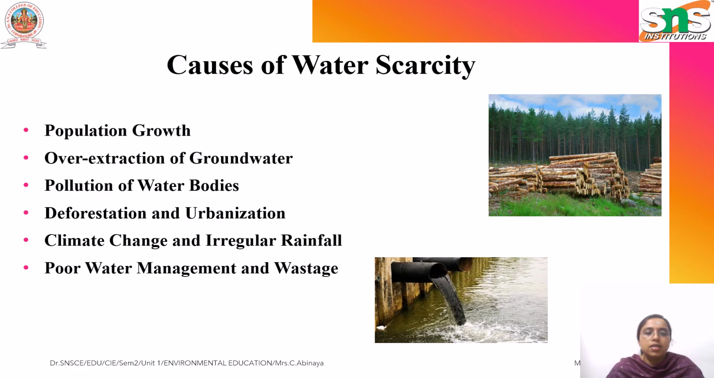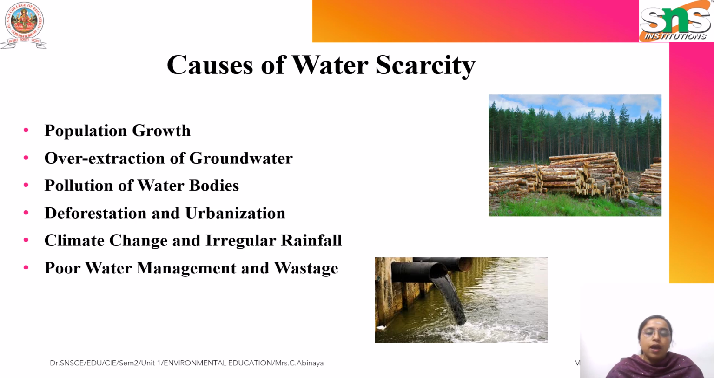Now let us discuss the causes of water scarcity. Water scarcity doesn't happen overnight. It is the result of multiple human and environmental factors. So let us break them down and understand how each contributes.